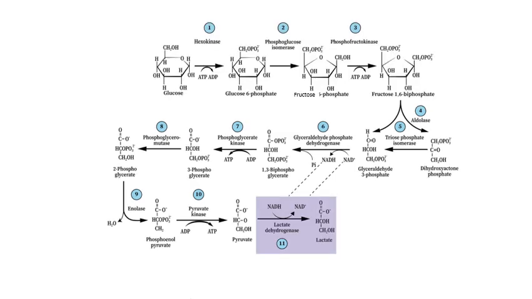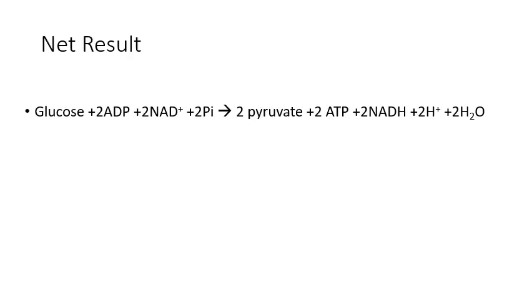And this is the whole diagram, and it has an additional step, the changing of pyruvate to lactate at the very bottom with the enzyme lactate dehydrogenase. So this is the net result of glycolysis.